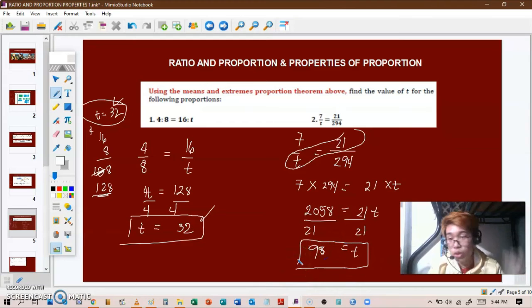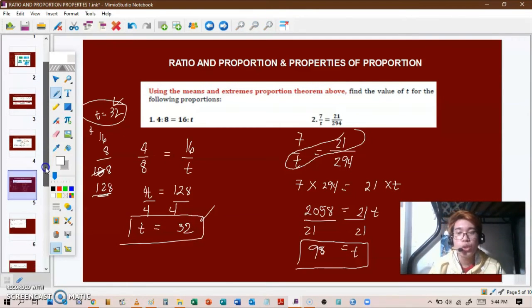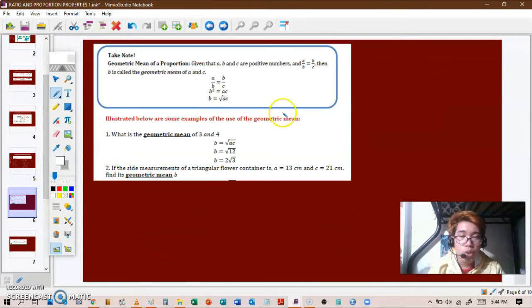And this has been taught to you also in the 6th grade and also in your elementary years. So this one is quite a bit of a review and also a preparation for your future topics here in our 3rd quarter. Okay, so we also have here the concept of a geometric mean. So how do we get the geometric mean?